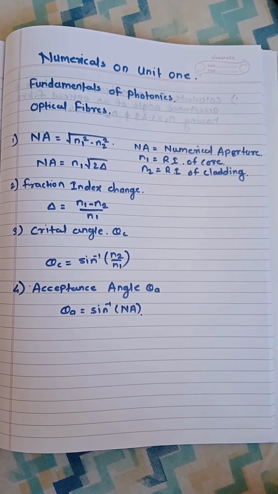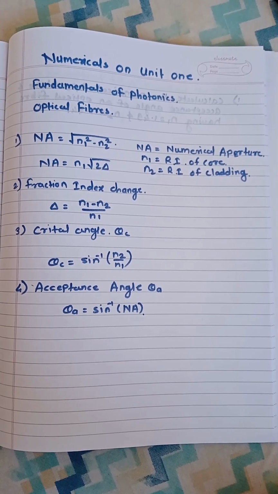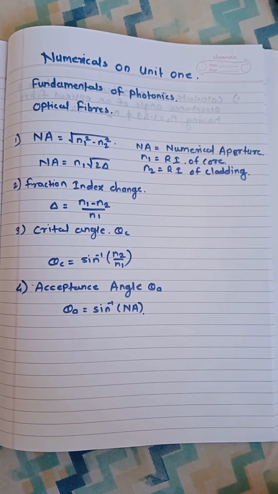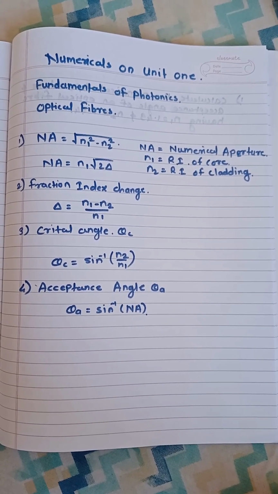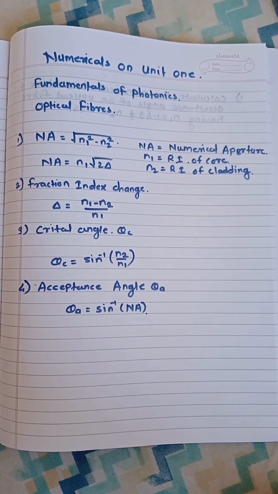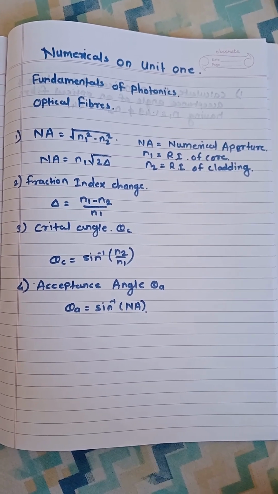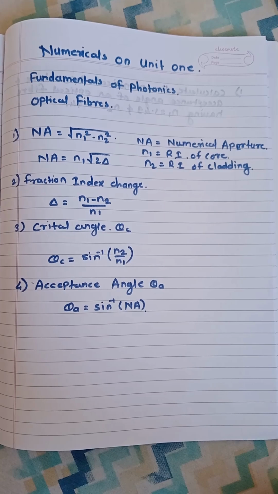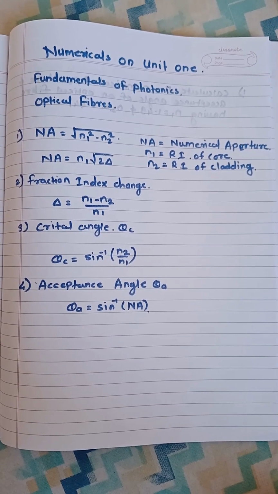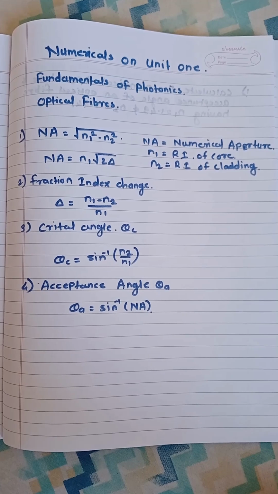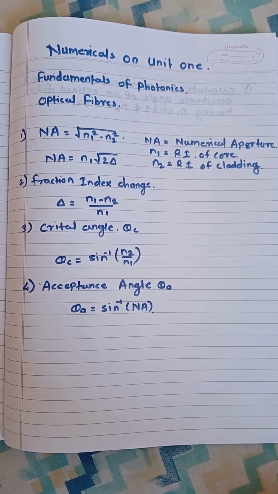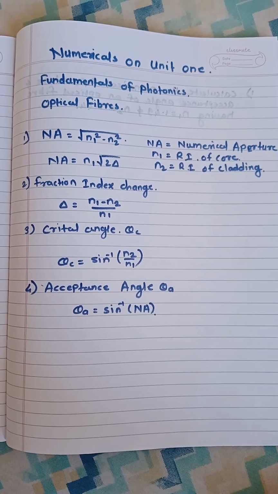Before going to numericals, you must understand how many formulas are there to remember for these numericals. So there are four formulas for optical fibers. As you can see, first one is numerical aperture, second one is fractional index change, third one is critical angle which is denoted by theta c, and the fourth one is acceptance angle, that is theta a.